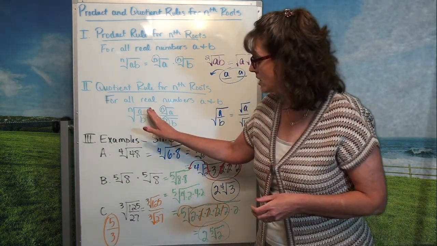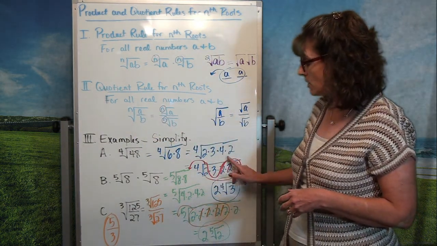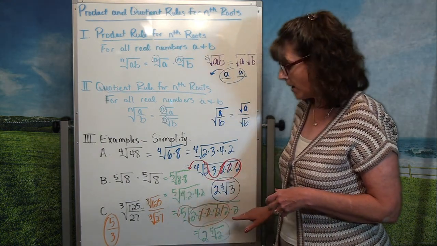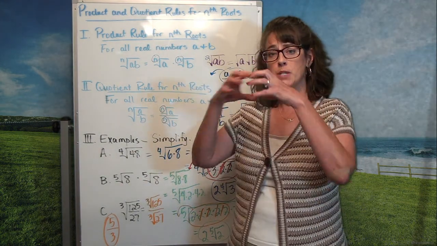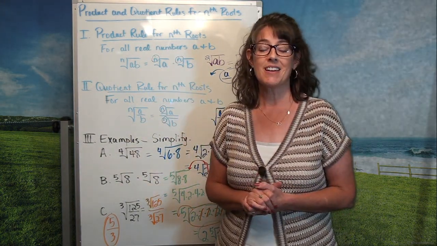You just pay close attention to that index because the index tells you how many of the set you need. If you have a 4, you want a set of 4. If you have a 5, you want a set of 5. If you have a 3, you want a set of 3. And in order to split things up or to put them together, just remember you have to see the same index. I hope that helps.